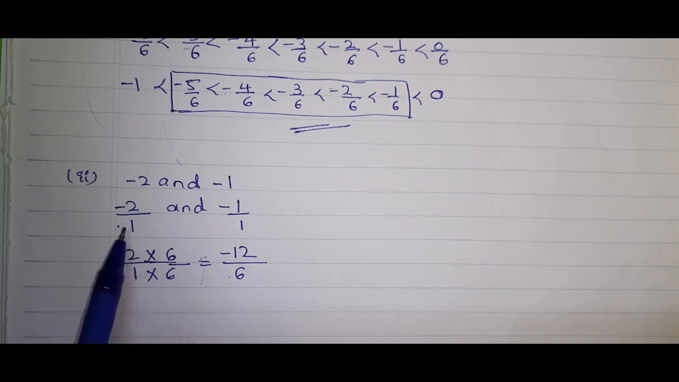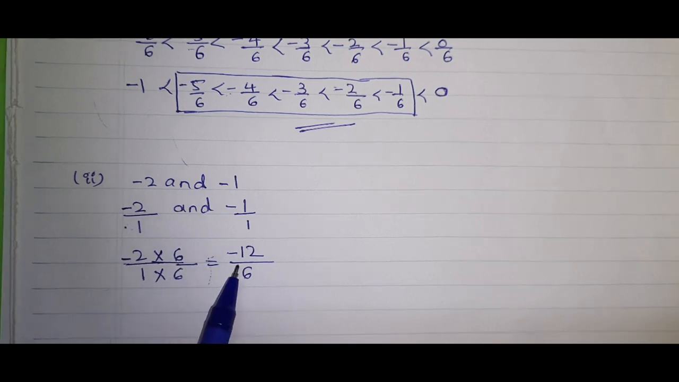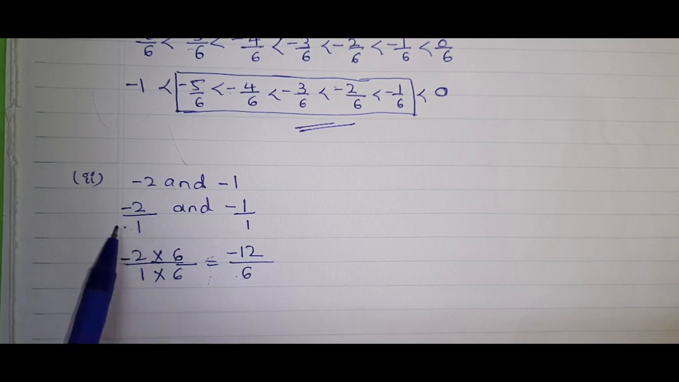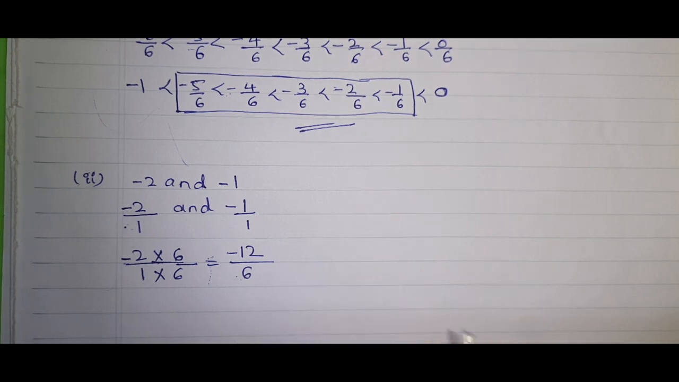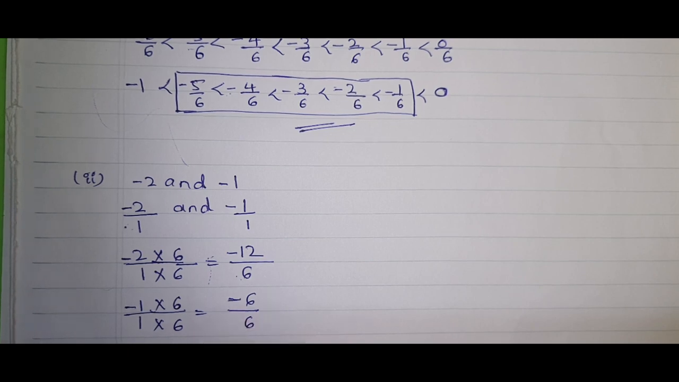This is nothing but an equivalent rational number to this. What is the meaning of an equivalent rational number? When you multiply the numerator as well as the denominator with the same number, it can be 6, or 5, or 7, or 8, it can be any number, you will get an equivalent rational number. So this is an equivalent rational number to this. Now, let me find for minus 1. Minus 1 divided by 1, multiply the numerator as well as the denominator with 6. So this will be equal to minus 6 divided by 6.